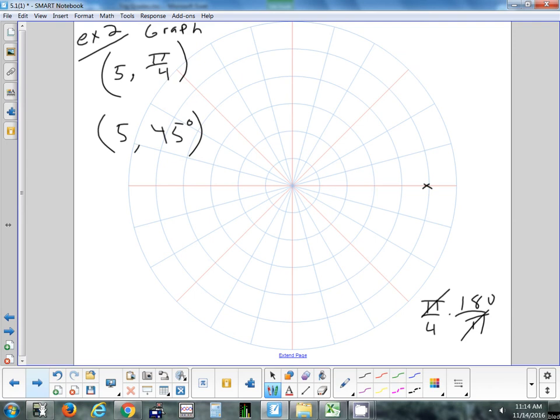Counterclockwise. 15, 30, 45. Okay, on my graph paper, all the 45 degree angle lines are in red, so you can find them a little easier. And that's where your point is. Any questions on that one?